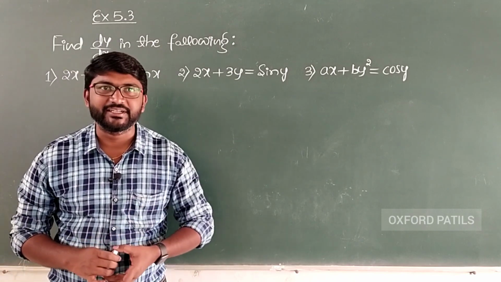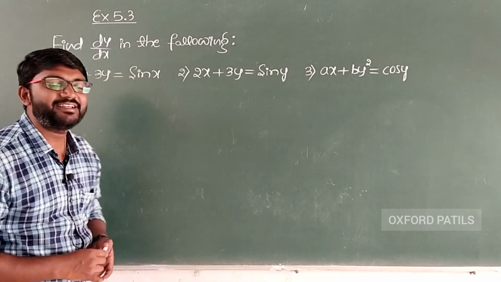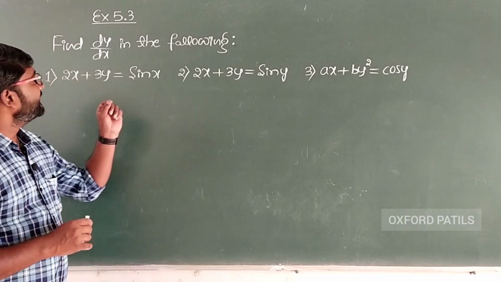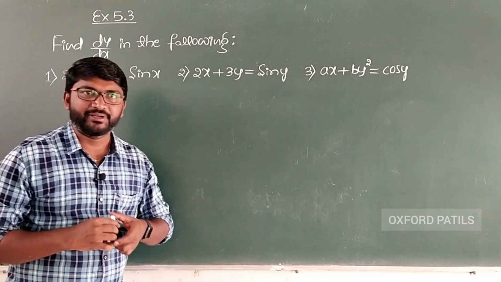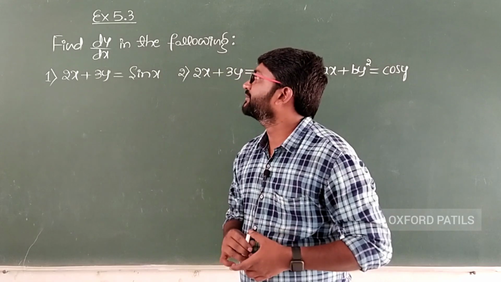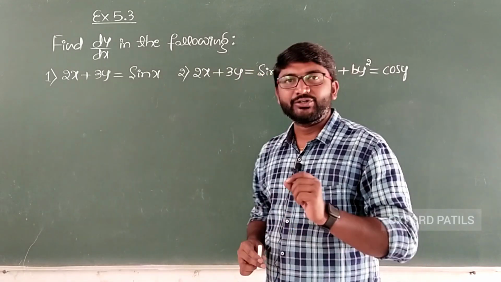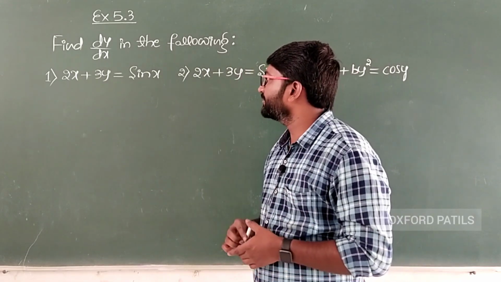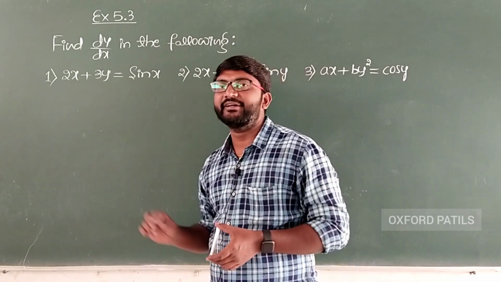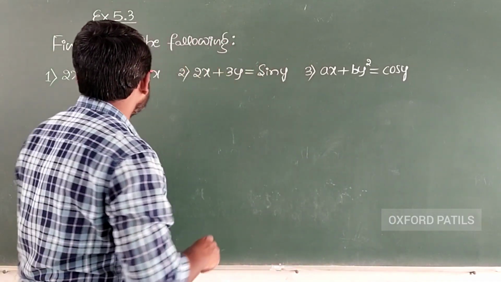So in today's class, let us start with the exercise 5.3. The main question is find dy by dx in the following. So here I have taken first three questions. Question number 1, it is 2x plus 3y which is equals to sin x. So we will have to find the derivative of the given function. Let us go ahead with the solution.